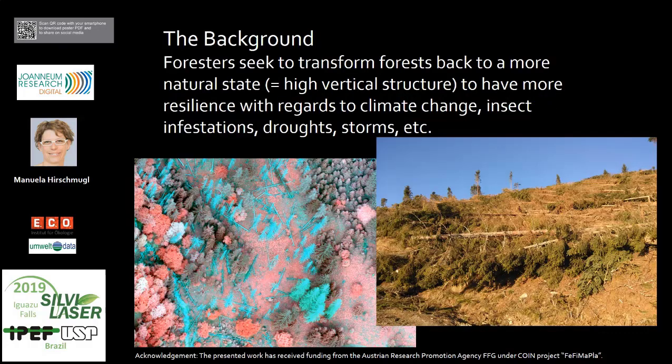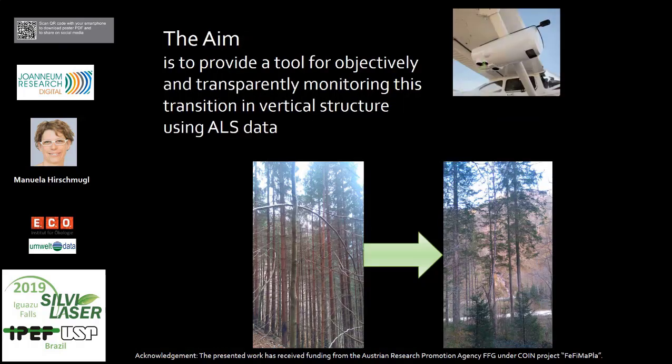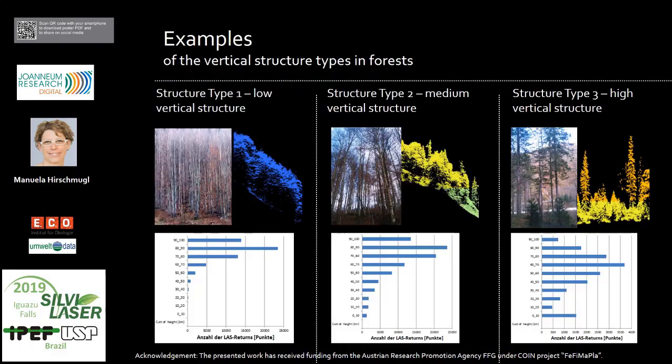The background of this is that foresters in Austria seek to transform our forests back to more natural states with a higher vertical structure to have more resilience with regards to climate change and insect infestations and storm. The aim is to provide a tool to objectively monitor this transition using ALS data from an airplane.